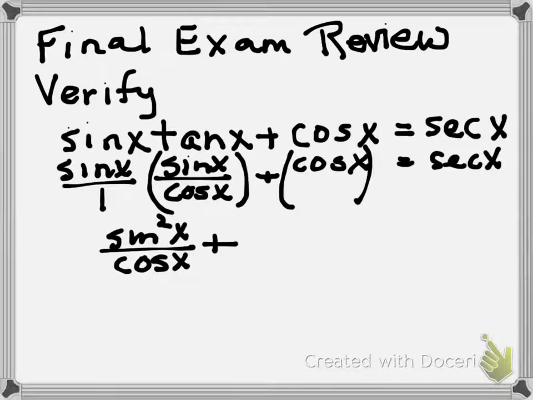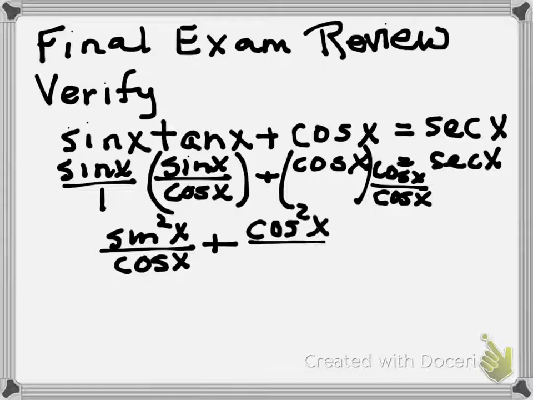So I'm going to multiply the numerator by cosine x, the denominator by cosine x. Cosine x over cosine x, which is 1. So cosine times cosine is cosine squared x over cosine x equals secant x.